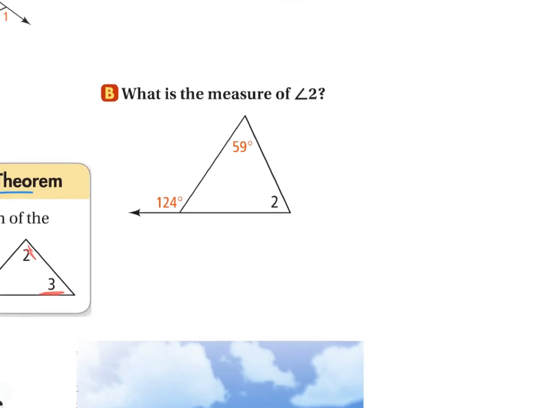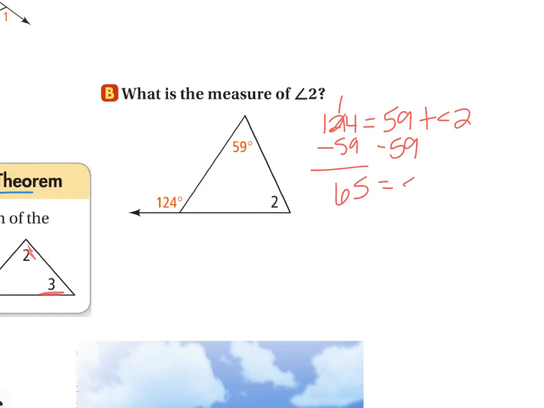Okay, this one's a little bit different. So this one's going to be 124, your exterior angle, is going to equal 59 plus angle 2, because those are the interior angles. So we're going to have to set it up a little bit different. As you can see, I did that. So we are going to subtract 59 from both sides, and that would give you 65 is the measure of angle 2, 65 degrees.